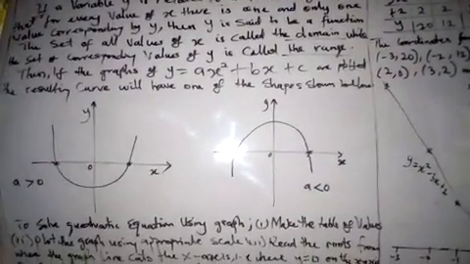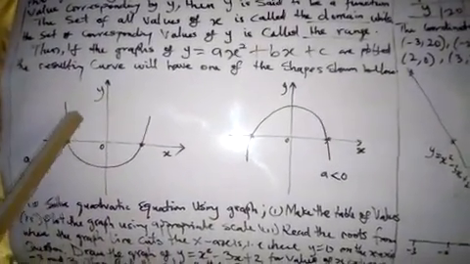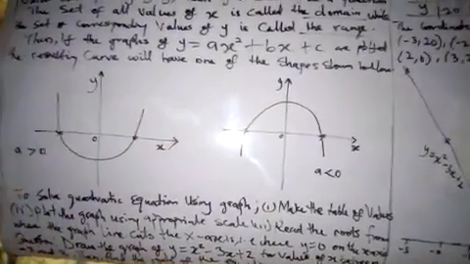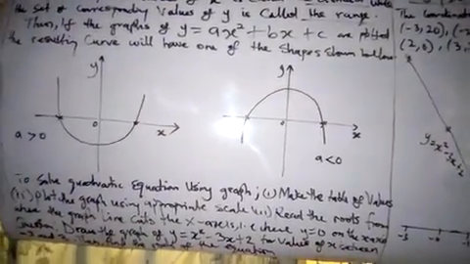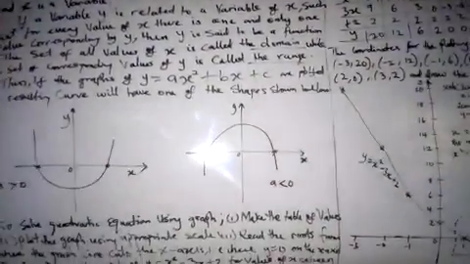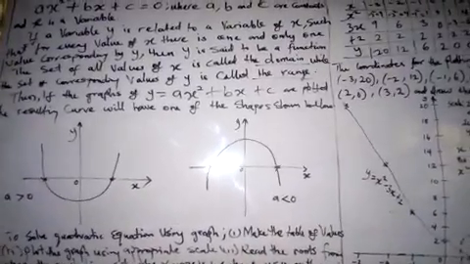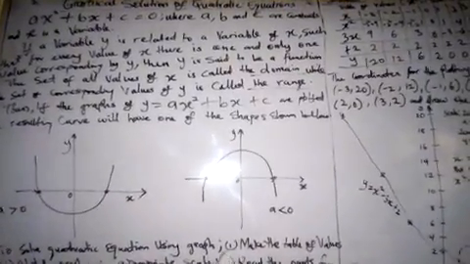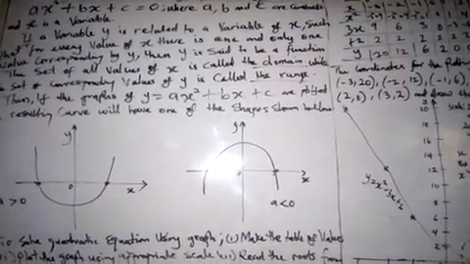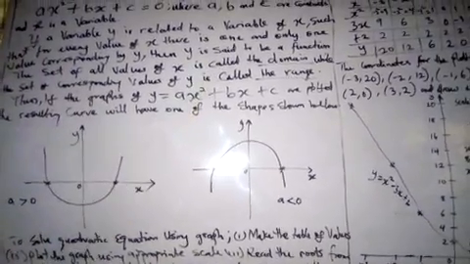So this is 1 and this is 2. When do you have this? When will you have this kind of graph? You have this kind of graph when a is greater than 0. That means when this a is greater than 0. Let's say you have 1, 2, 3, then you will have this kind of graph. But when a is less than 0, then you will have this kind of graph.